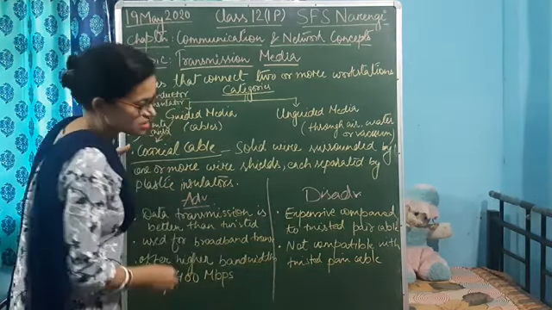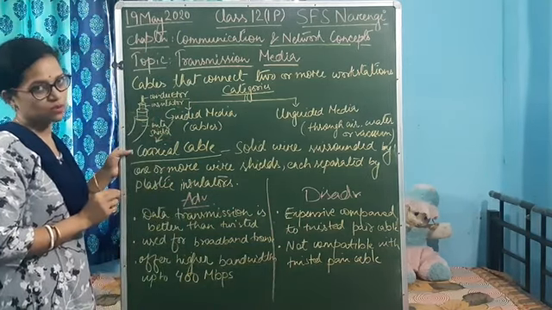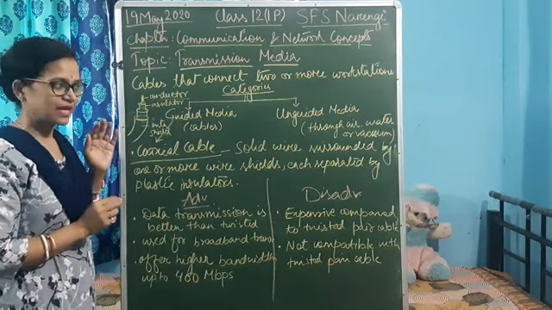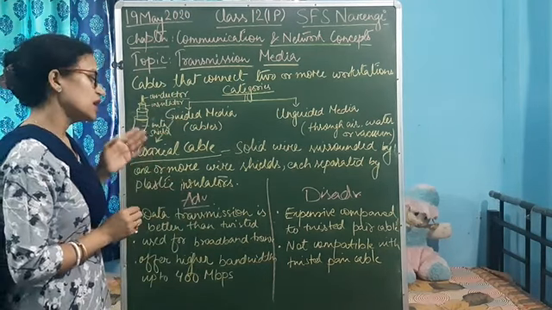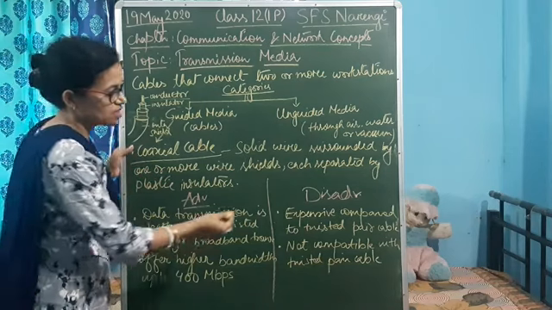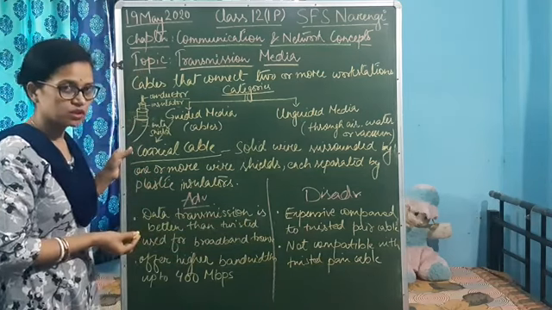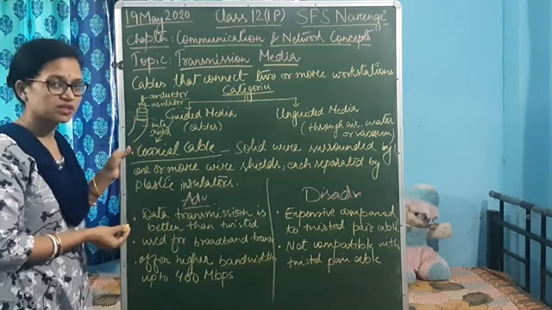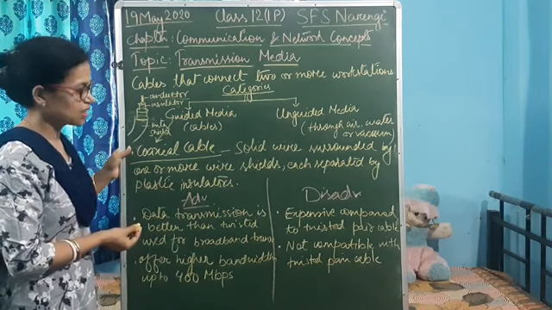And the next one is that it is not compatible with twisted pair cable. The characteristics of twisted pair cable are completely different, and the characteristics of coaxial cable are completely different. That's why we can say that it is not compatible with the twisted pair cable. This is another disadvantage of coaxial cable.